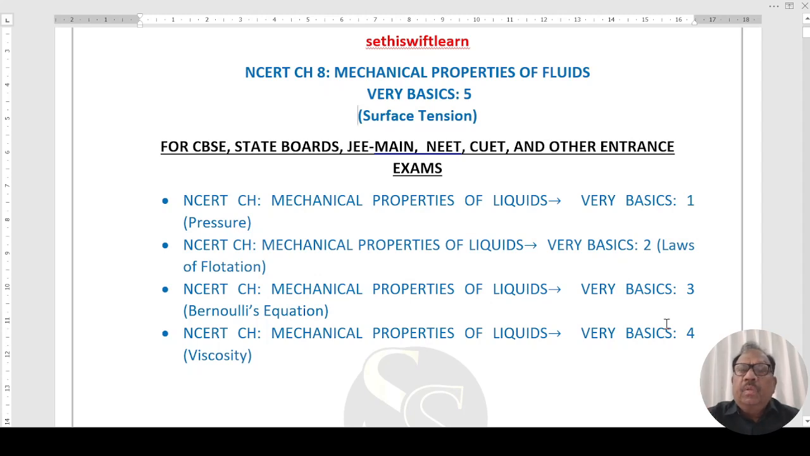Hello students, in today's session of the NCERT chapter Mechanical Properties of Fluids, the very basics of the topic of surface tension will be cleared through illustrations.